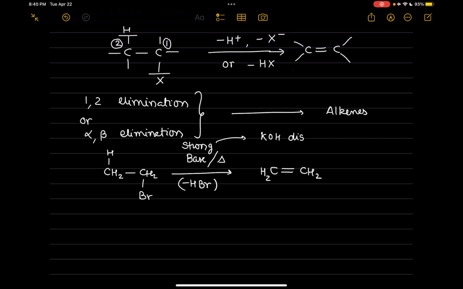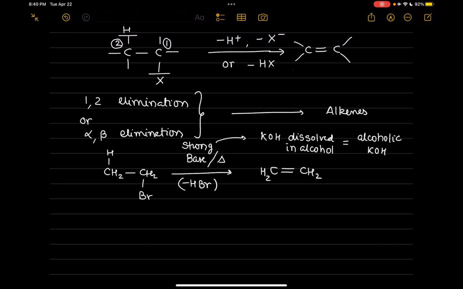KOH is a white solid. Pellets are there that are white in color. But to do the reaction, a solid can't react. You need to dissolve it. You need some solvent where you can make a solution. So dissolution is taking place in alcohol, and this is also known as alcoholic KOH. It is the base mixed in alcohol solution.